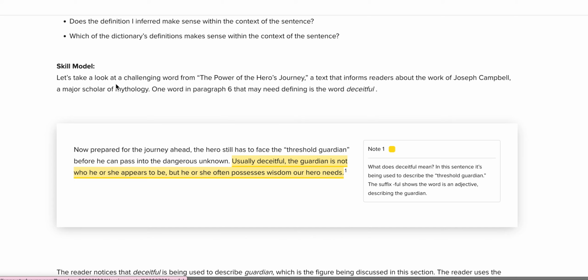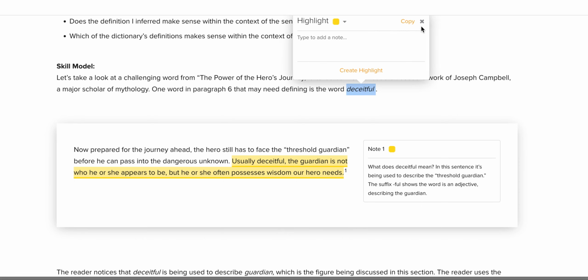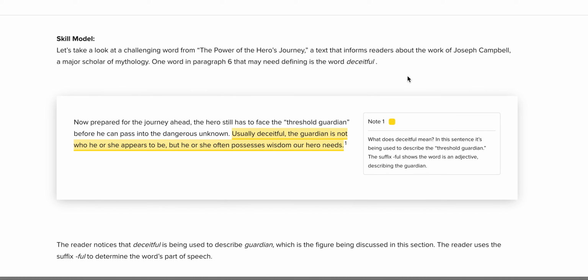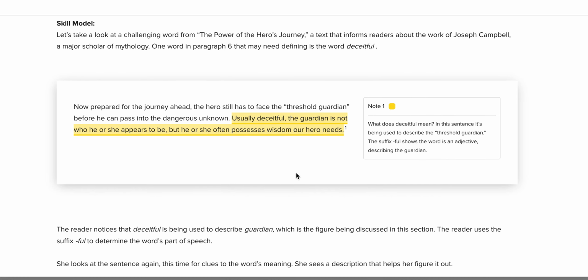So let's take a look at a challenging word from the power of the hero's journey. The word that they're going to be looking at in paragraph 6 is the word deceitful. Now, many of you may already know what deceitful means, but for the sake of learning this skill, pretend that you don't. So the reader, the student who read the text, came across this passage in paragraph 6 of the essay. Usually deceitful, the guardian is not who he or she appears to be, but he or she often possesses wisdom our hero needs.